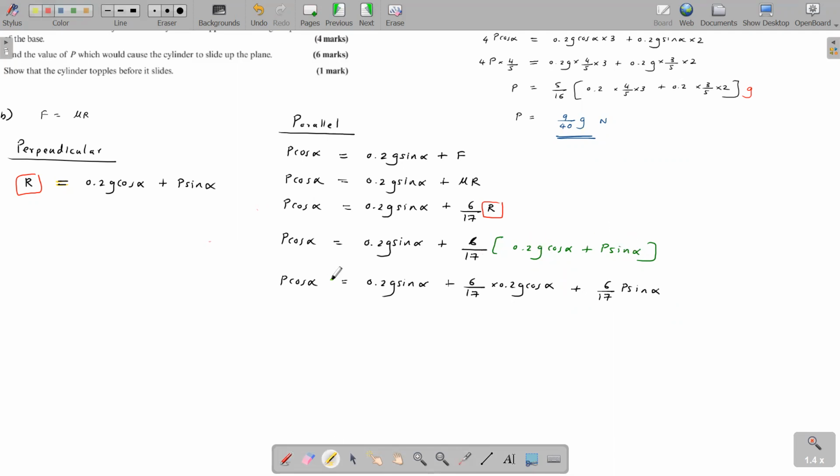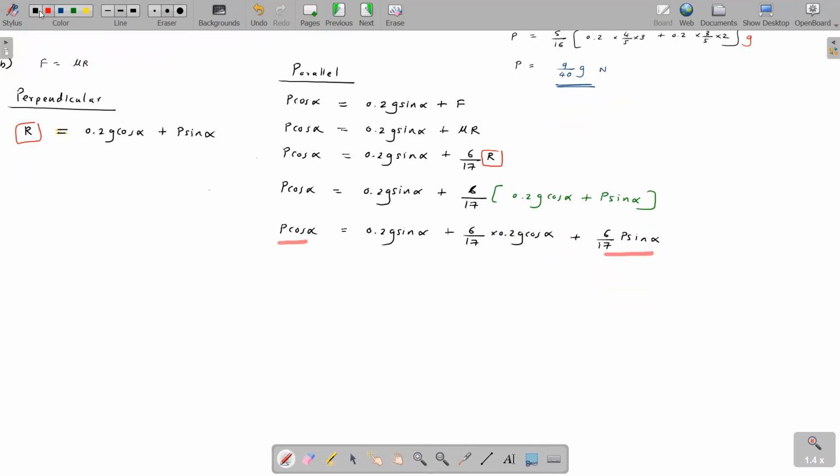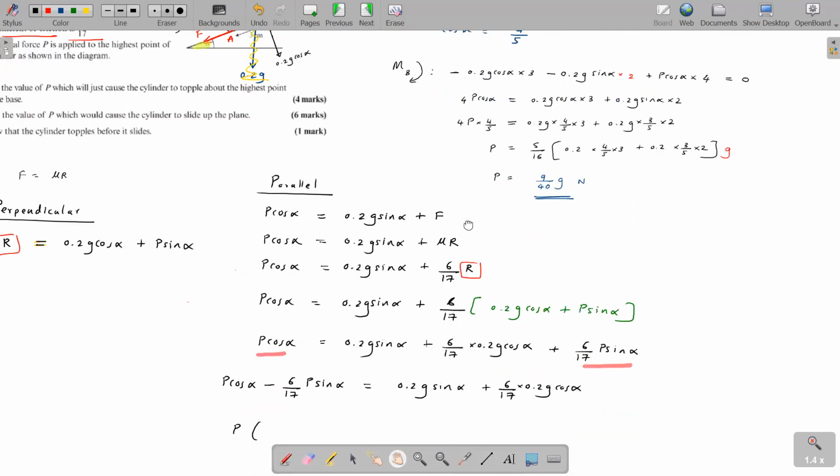And then you take the P terms to one side. These two are the P terms, so you take them to one side. And you have here P cos alpha minus 6 over 17 P sine alpha equals 0.2 G sine alpha plus 6 over 17 into 0.2 G cos alpha. Take P out. You have the sine alpha and cos alpha values, so you can substitute them, right, guys? Shall we substitute them to make things easier? So cos alpha was 4 over 5, sine alpha is 3 over 5.